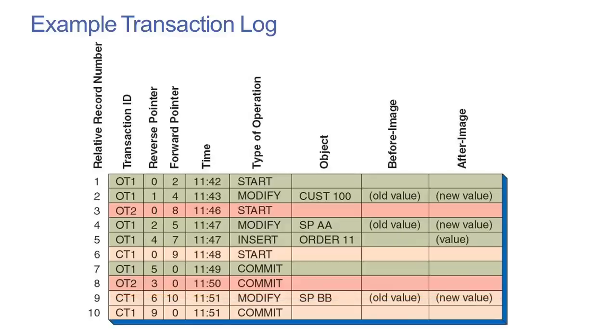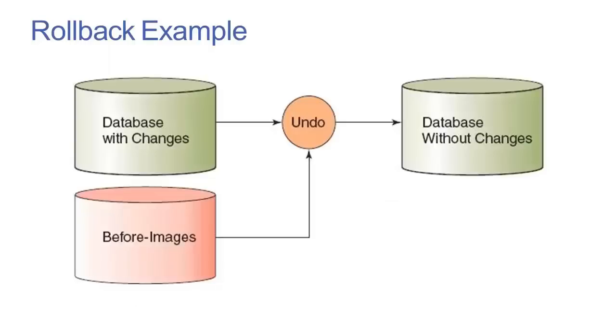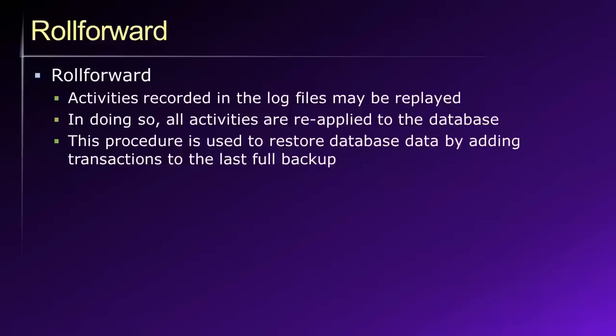Extending this concept, continuing to move backward through the log file, you can see how we can undo one transaction after the other, until ultimately our database will be rolled back to a specific point in the past. Graphically, this rollback process can be understood using this sort of a diagram. We begin with a database that has undesirable changes that have been made to it. We apply our before images to that database in an undo operation, and the result is the database without the undesirable changes. Next, let's consider roll forward.